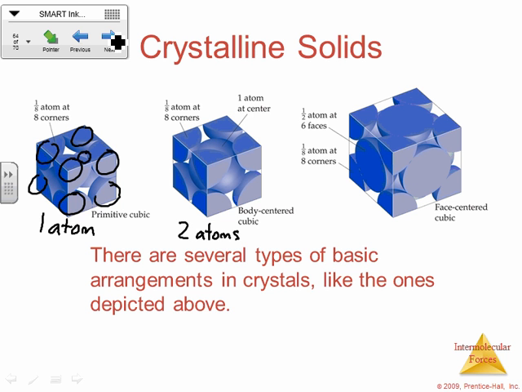Okay, and so we've got 6 of those, so that gives us a total of 3 atoms, and then we've got our 1 atom from the 8 corners, so that's going to be a total of 4 atoms there. Okay. Now, the reason that we even talk about this is because if you look at the way these things are structured, you can actually tell what the ionic formula for the compound would be. Okay, and we talked about this a little bit last year.